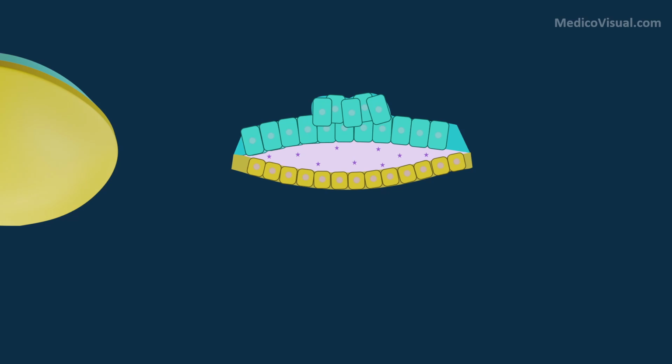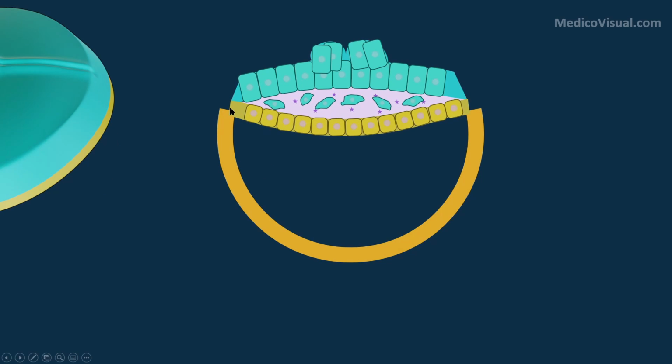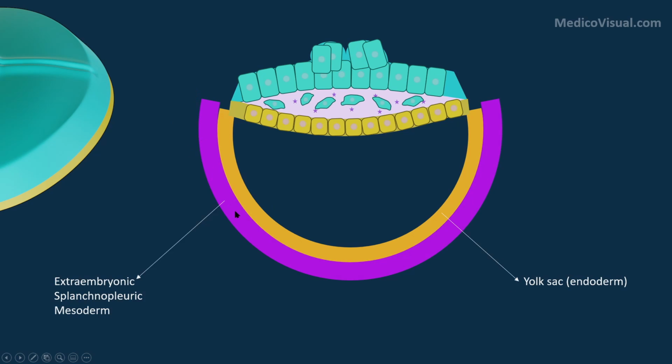So, as we have discussed previously in the lecture on gastrulation, from the primitive streak the cells ingress downward and convert into mesenchymal cells. And as you know, this endoderm continues with the yolk sac endoderm, and it is further plastered on the outside with the extraembryonic splanchnopleuric mesoderm.